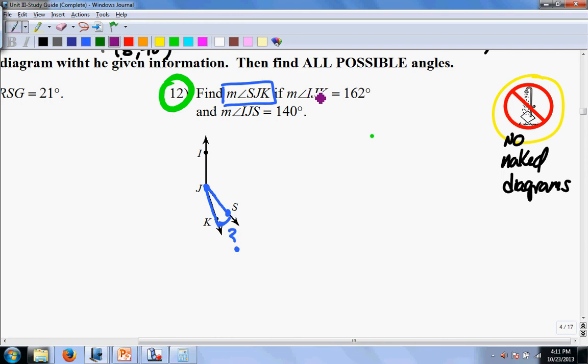I'm given the measure of IJK is 162. So I'm switching colors, and I want IJK. So start at I, go to J, go to K, and we sweep. That means all of that is 162 degrees. Don't assume it's 180 unless you're told it's a straight line.